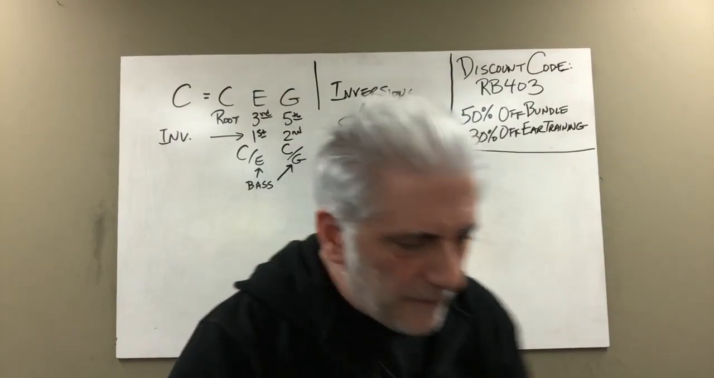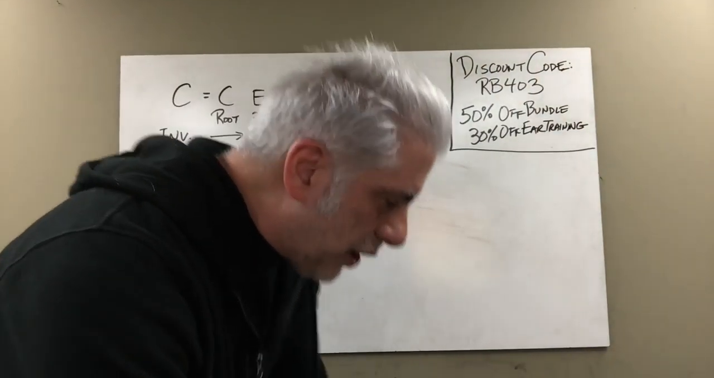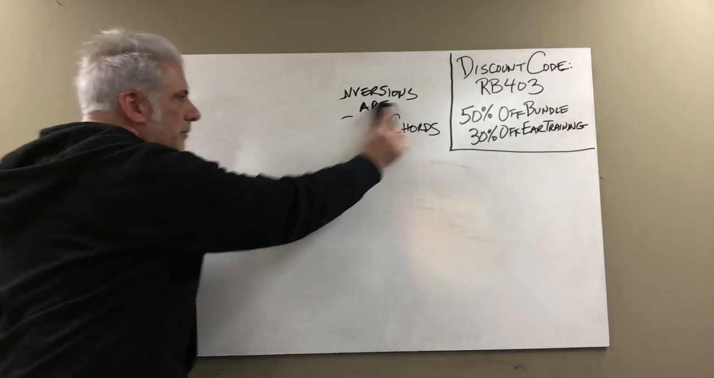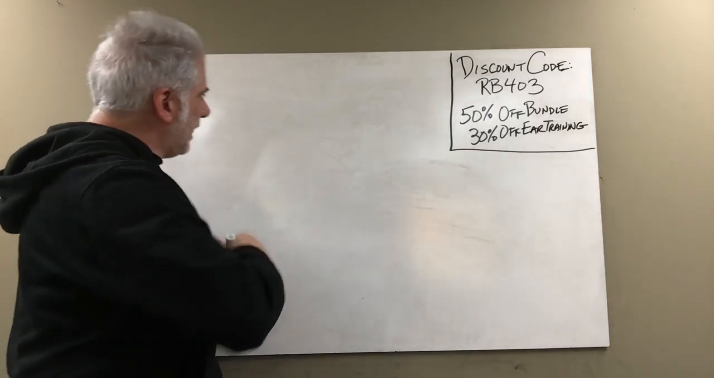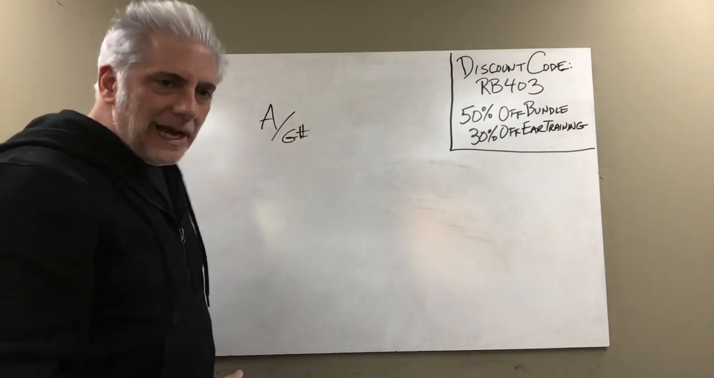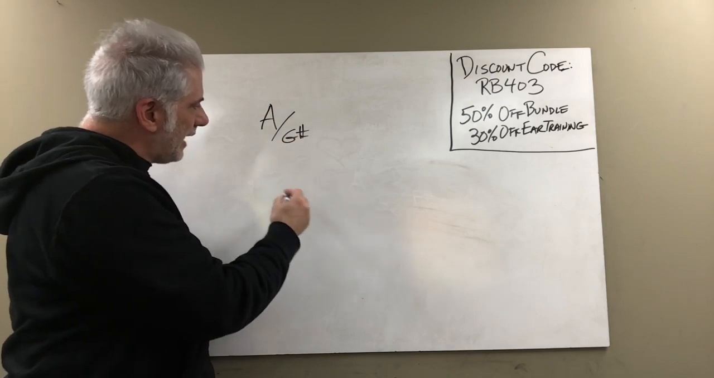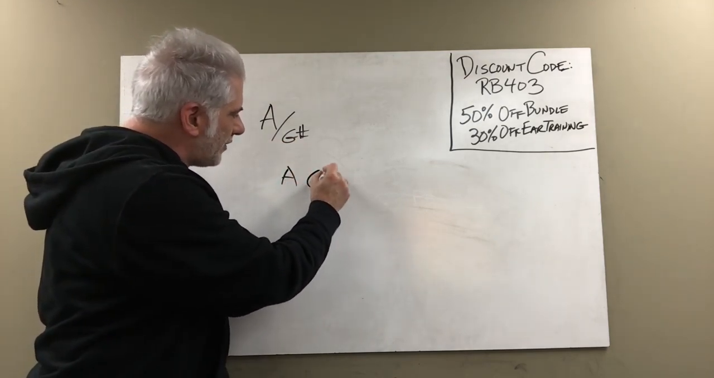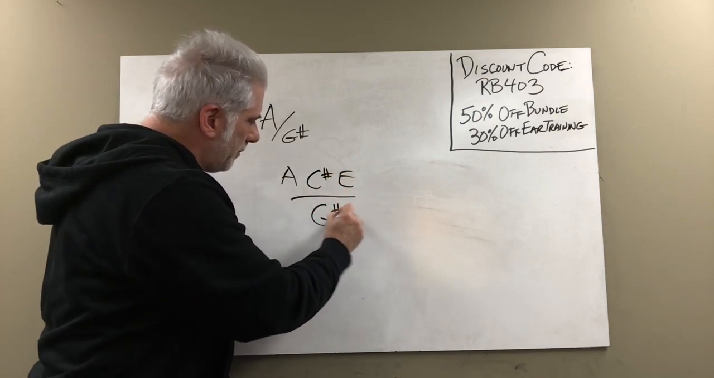Let's talk about that, because that was a really interesting one. A over G sharp. I played it in the Counting Crows song. I played it in the Beatles song. So A over G sharp, right? It's not that uncommon. It's actually pretty common. Okay, so you have an A major triad. Let's actually talk about what an A major triad is. A major triad is A, C sharp, E over a G sharp bass.